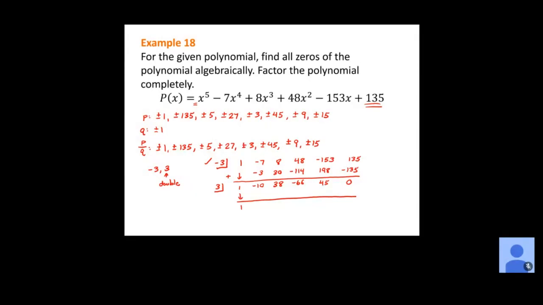We multiply. 1 times 3 is 3. We're always adding here. So -10 plus 3 is -7. -7 times 3, -21. 38 plus -21 should give us 17. 17 times 3 is 51. -66 plus 51, I believe, is -15. And -15 times 3 is -45. And that remainder is 0. So now we know that 3 works. Now what?